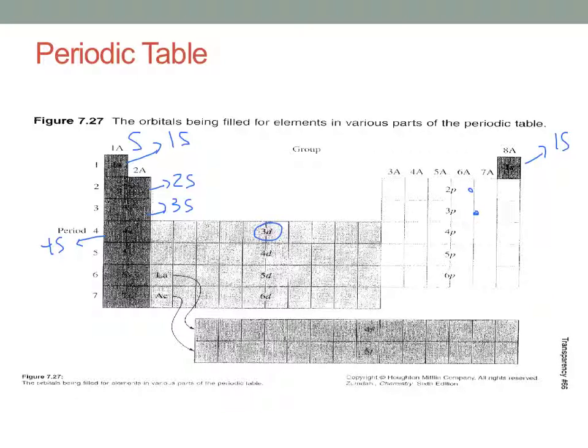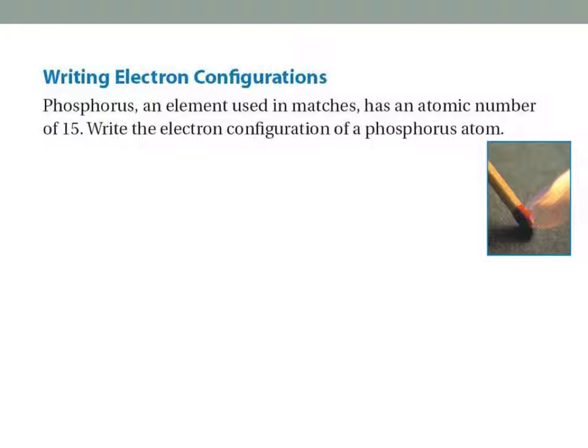We will be working on more of these. What I want you to do is try to work out phosphorus. Do the arrows, do the short form, tell me unpaired, and tell me valence. And we will go through this in class next time.